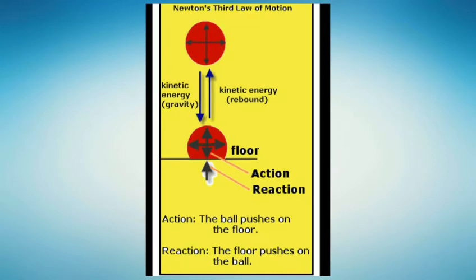Students, can you tell me, when a body is dropped from some height, why does it rebound after striking against the floor? Can you tell me the reason behind it? Yes, let me tell you. When a ball strikes against the floor, it exerts a force known as action on the floor. According to Newton's third law of motion, the floor exerts an equal and opposite force known as reaction on the ball. Due to this reaction force, the ball rebounds.